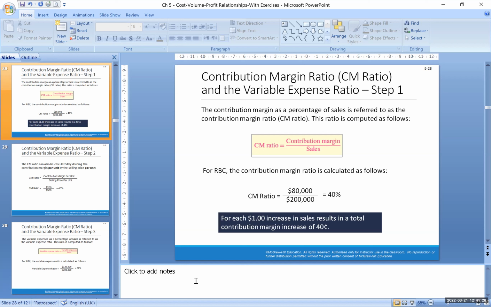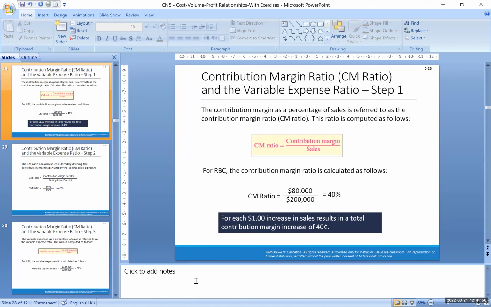For our company, the contribution margin ratio is calculated as follows. The CM in our example, $80,000, divided by $200,000 sales, equals 40%. Okay.